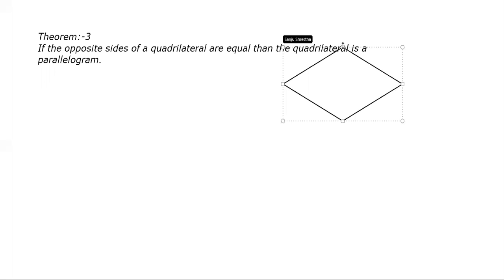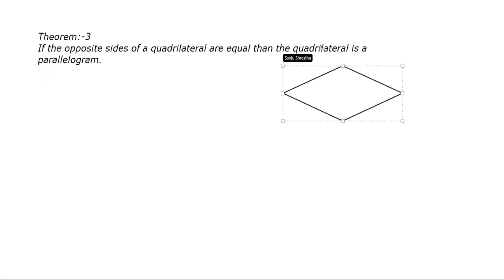Okay, let's make a quadrilateral whose opposite sides are equal. A, B, C, D. Here, ABCD is a quadrilateral in which AB and CD are equal.